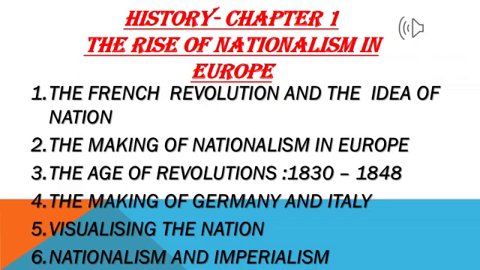First one is the French Revolution and the idea of nation. Second one is the making of nationalism in Europe. Third one, the age of revolutions from 1830 to 1848. Fourth one is the making of Germany and Italy. Fifth one is visualizing the nation. And sixth one is nationalism and imperialism.